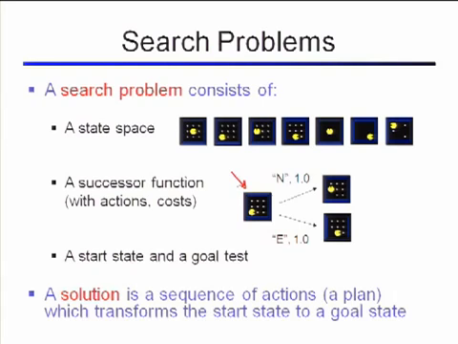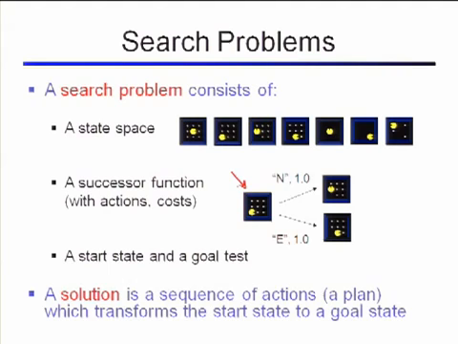So this is a search problem: state space, successor function, and goal test. And then, given a search problem, a solution to that problem is a sequence of actions. It's usually called a plan in AI. It's a sequence of actions, or a plan, which transforms the start state to the goal state. So a sequence of north, south, east, and west, which when you execute them all the dots are gone. That's what Mastermind Pac-Man does. Any questions on this? Okay.